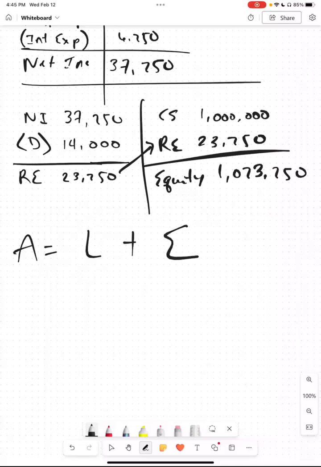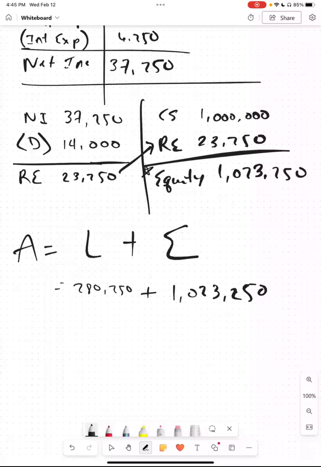Okay, so we need to find our total equity here. Our total equity was $1,023,250. What were our total liabilities? Well, if we go back and add all of our payables and our deferred revenues together, we'll see that they equal $280,250.